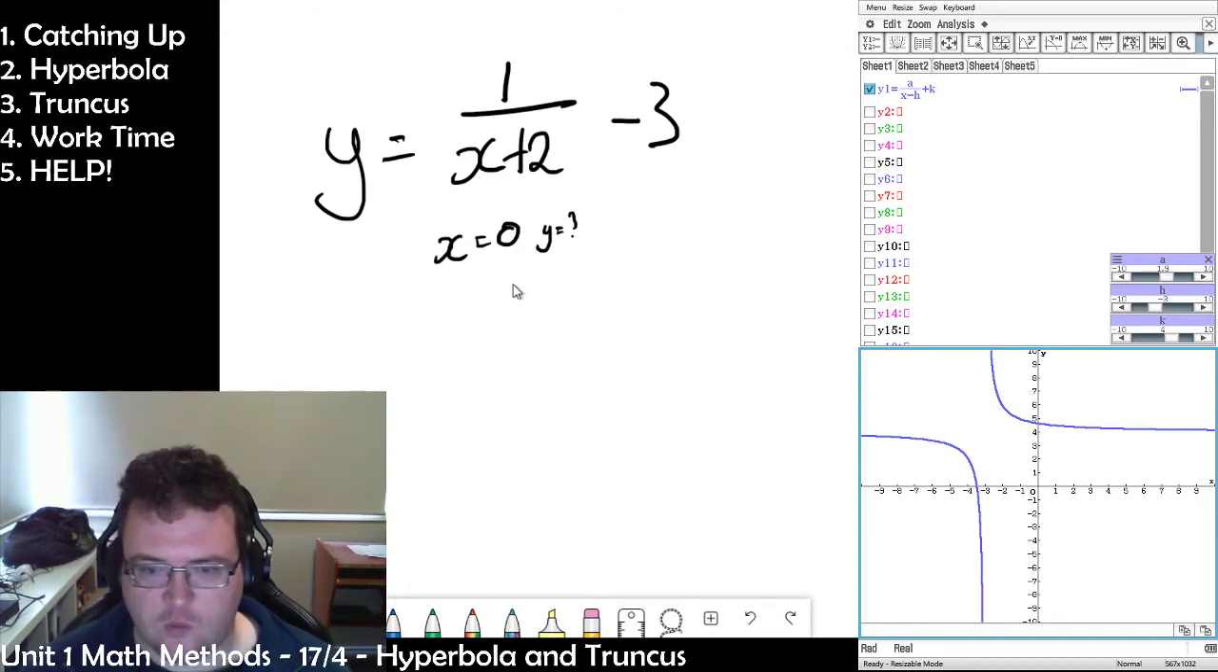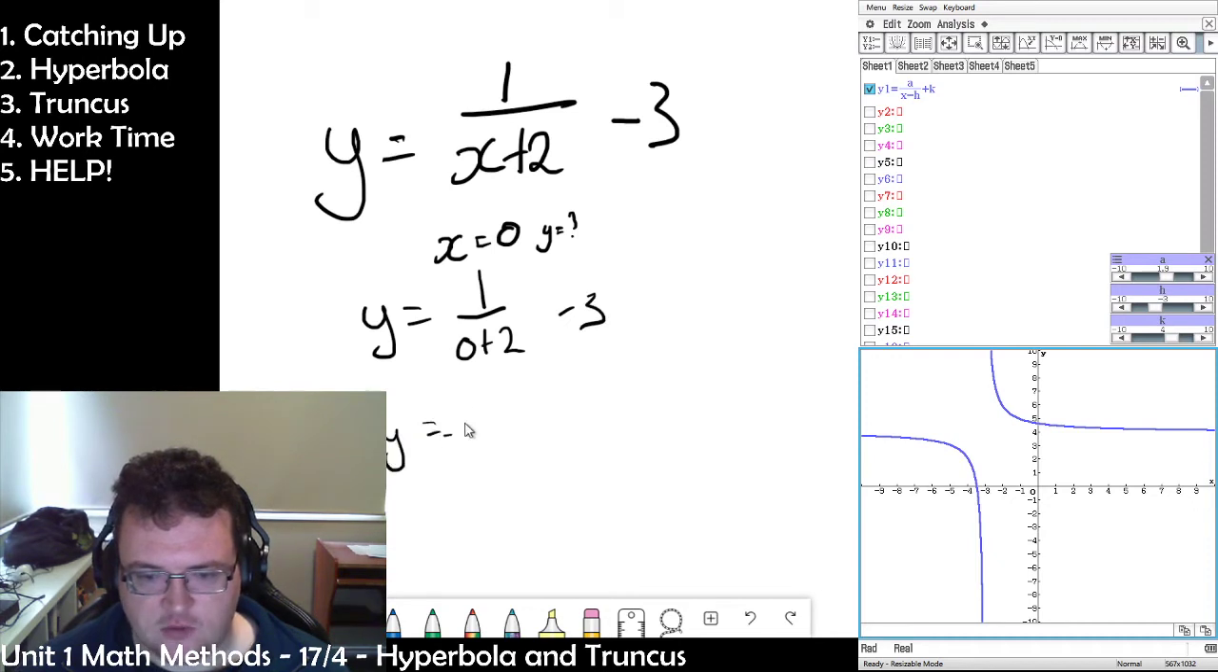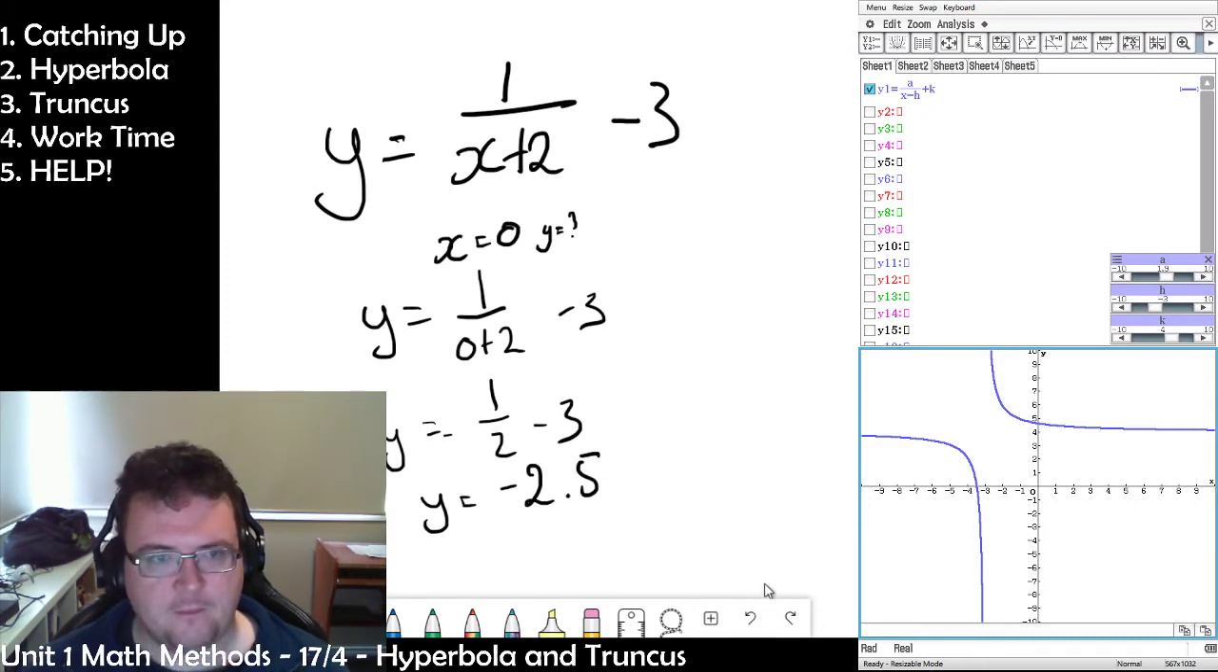Alright, when x equals 0, y equals, so y is going to be equal to 1 over 0 plus 2 minus 3. So y is going to be equal to 1 over 2 minus 3, which is therefore going to be y equals negative 2.5. Alright.